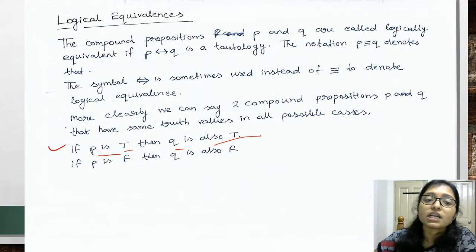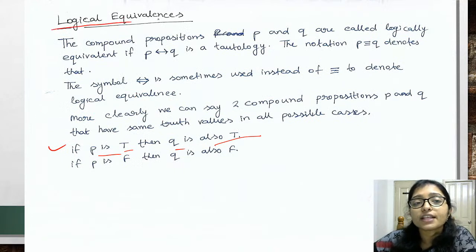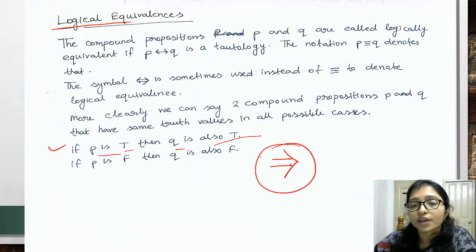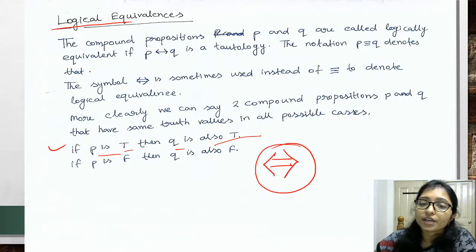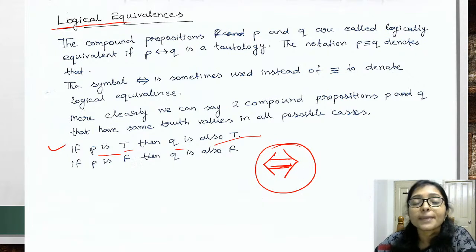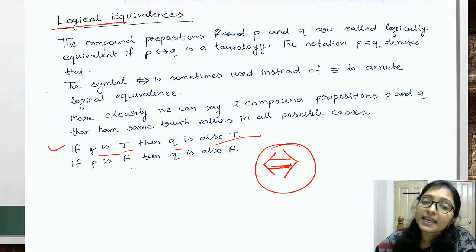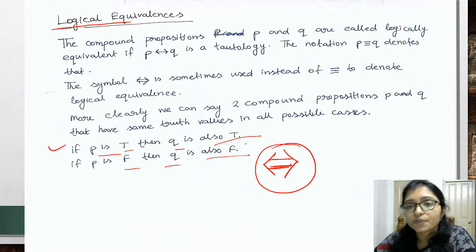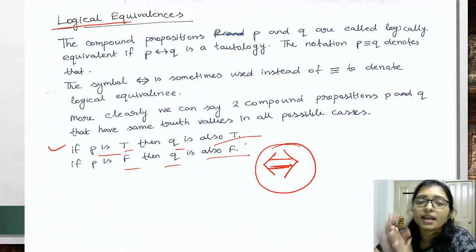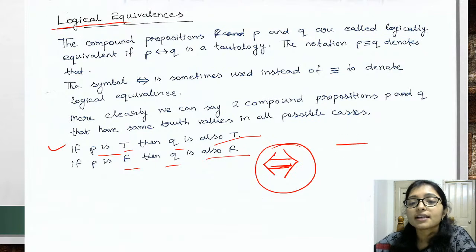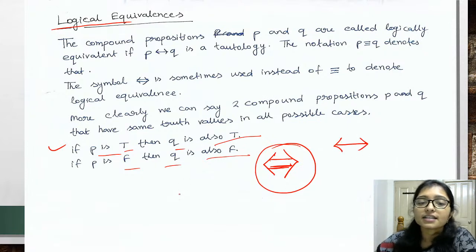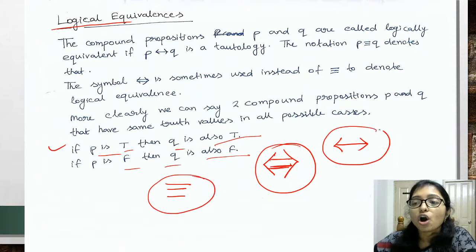Okay. And logical equivalence. What is logical equivalence? Logical equivalence we are writing in this way, in this way or this way. This is the logical equivalence. Logical equivalence means if P is true, then Q is also true, and if P is false, then Q is also false. That is called logical equivalence. Sometimes it is written like that, sometimes like that, or sometimes like that. All are same.